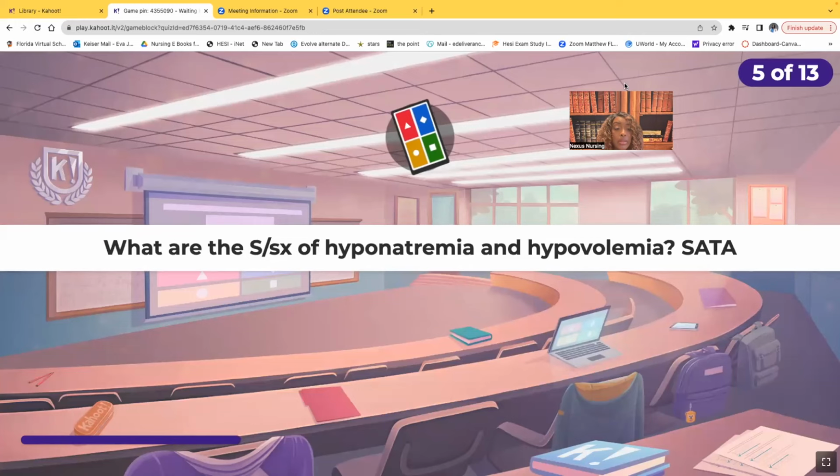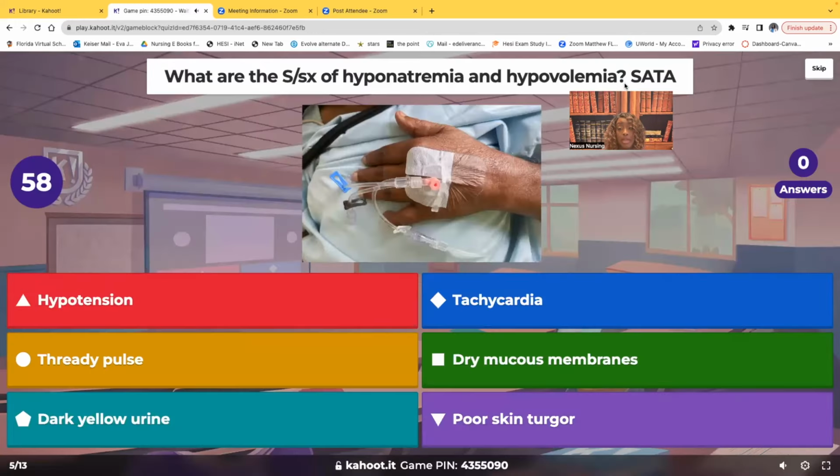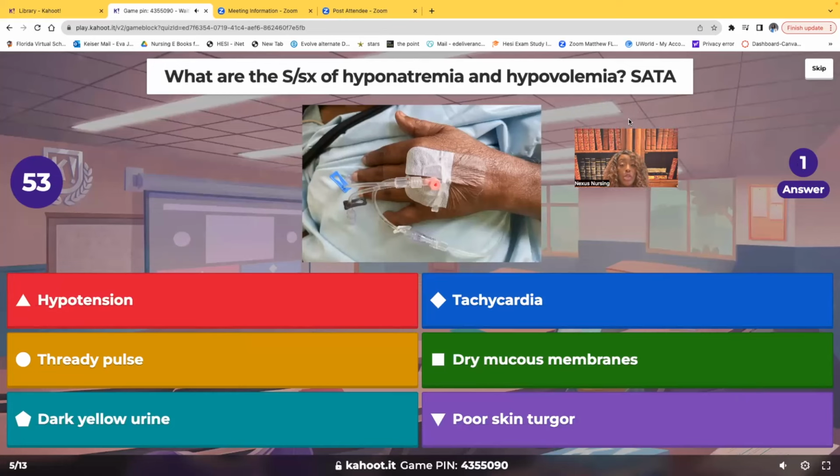Select all that apply. What are the signs and symptoms of hyponatremia and hypovolemia? So your patient's hyponatremic and hypovolemic. Their sodium in the blood is low and the fluid volume in the vessel is low, okay? What are the signs and symptoms? Here are our choices: hypotension, tachycardia, thready pulse, dry mucous membranes, dark yellow urine, poor skin turgor. This is a select all that apply. There's more than one answer.